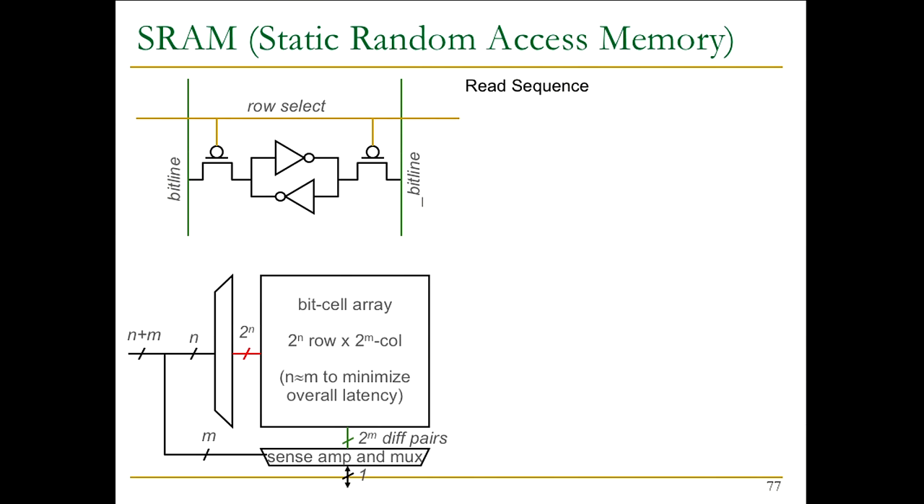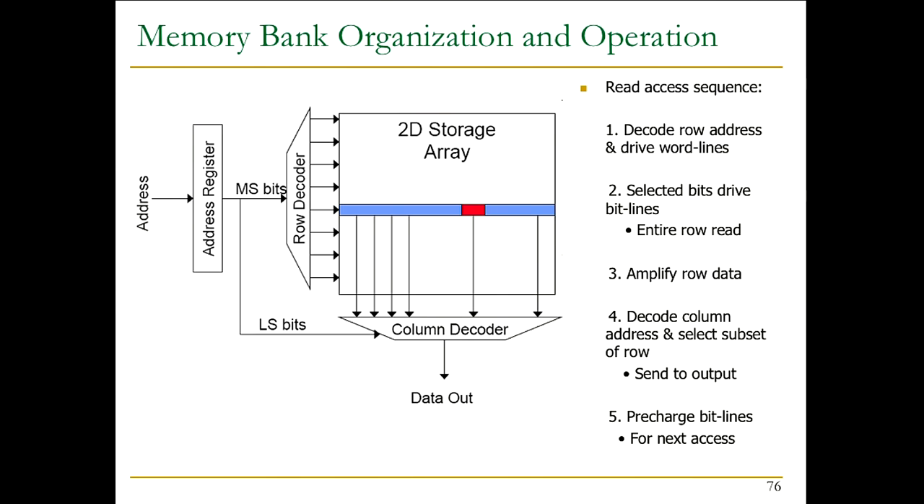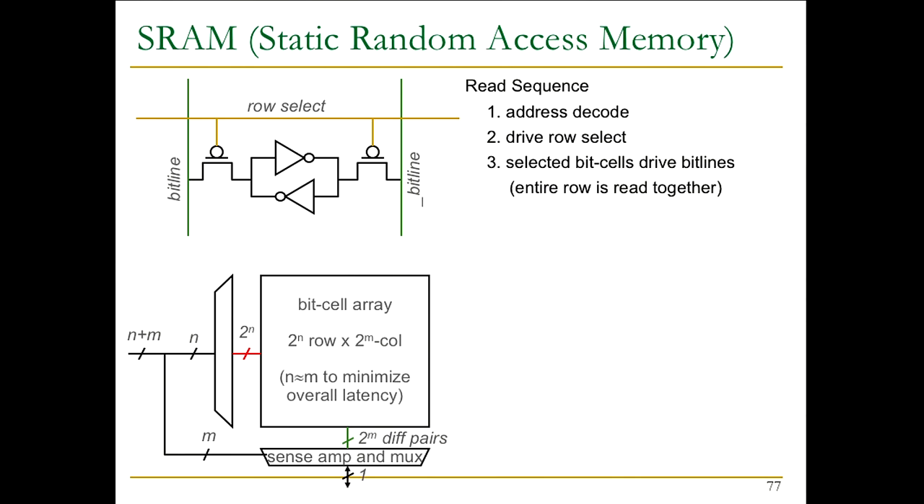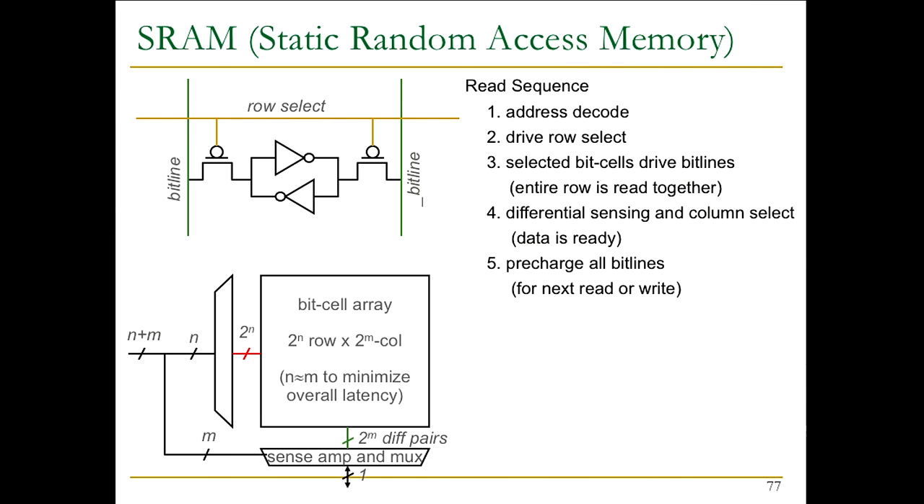So SRAM, let's take a look at it. Basically, in SRAM, each of these locations consists of this. And this is what you do. I'm not going to go over this in detail again. Basically, you read the entire row together again. You do differential sensing because you have bit line and bit line bar. Of course, there are many kinds of SRAM also, but this is kind of a dominant sensing mechanism for SRAM. And you pre-charge all bit lines later.